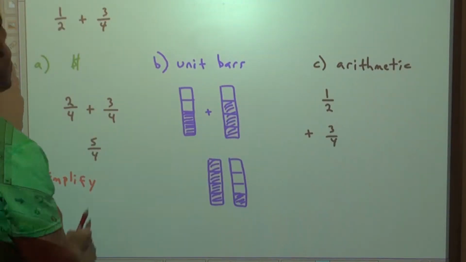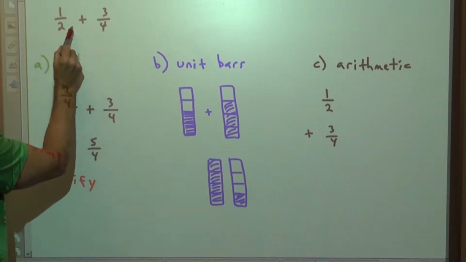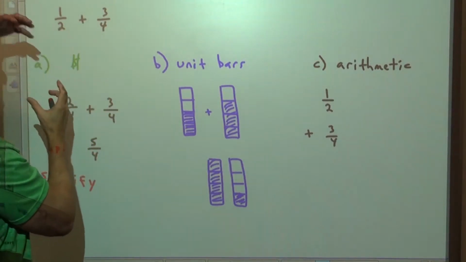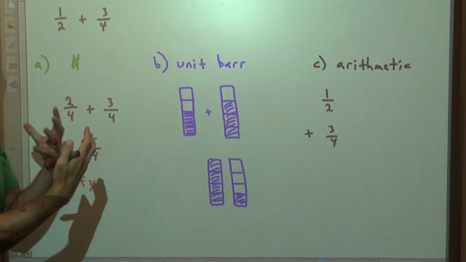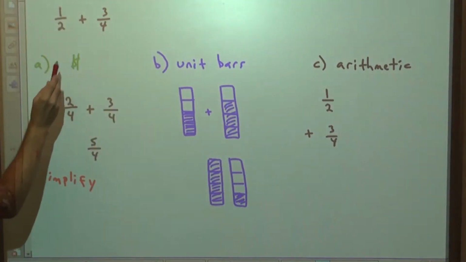All right, now let's do this one. 1/2 plus 3/4. They don't have a common denominator. We haven't chopped the unit up into equal parts, so we can't combine them. We need a common denominator. But first, let's go to money.